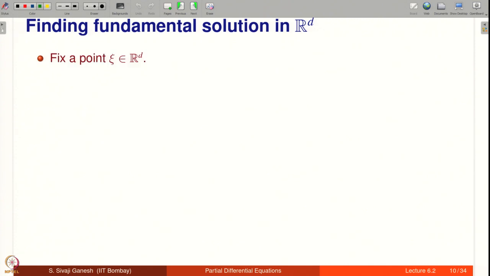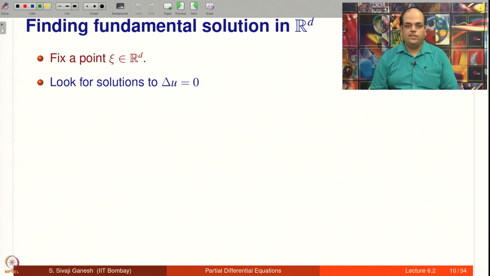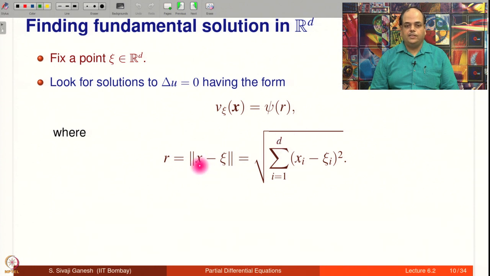Fix a point xi in RD, look for solutions to Laplacian u equal to 0 having this form v xi of x, because xi is fixed. So, for every fixed xi in RD we are going to find a solution v xi of x equal to psi of r. This already suggests we are going to find as many functions as the elements in RD. What is r? R is nothing but norm x minus xi, that is the distance from x to the fixed point xi, which is given by this formula. This is a Euclidean norm, therefore, this is equal to square root of the sum from i equal to 1 to d of x i minus xi i squared.